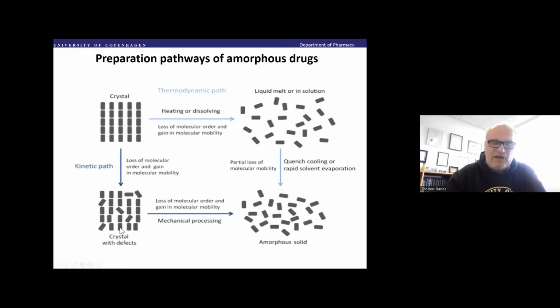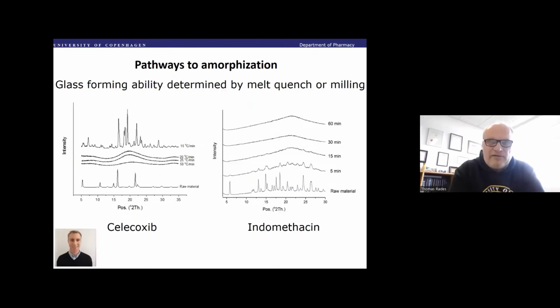In this path, we always are in non-stable situations. Therefore, it is called the kinetic path. And it's technically realized, for example, in milling, then often called mechanical activation. So this is a path that is perhaps getting more interesting, also with a view on sustainable formulation of amorphous systems. So thermodynamic path, kinetic path. So then we can make drugs amorphous following these two paths.